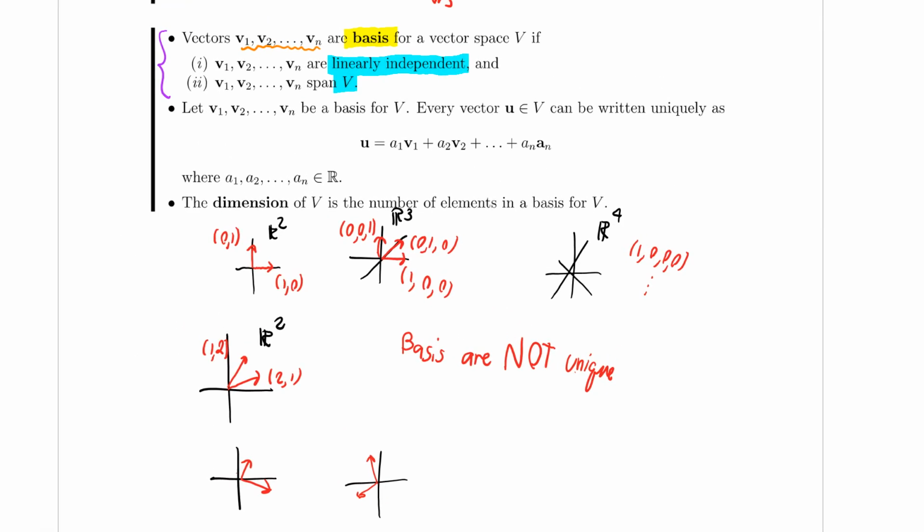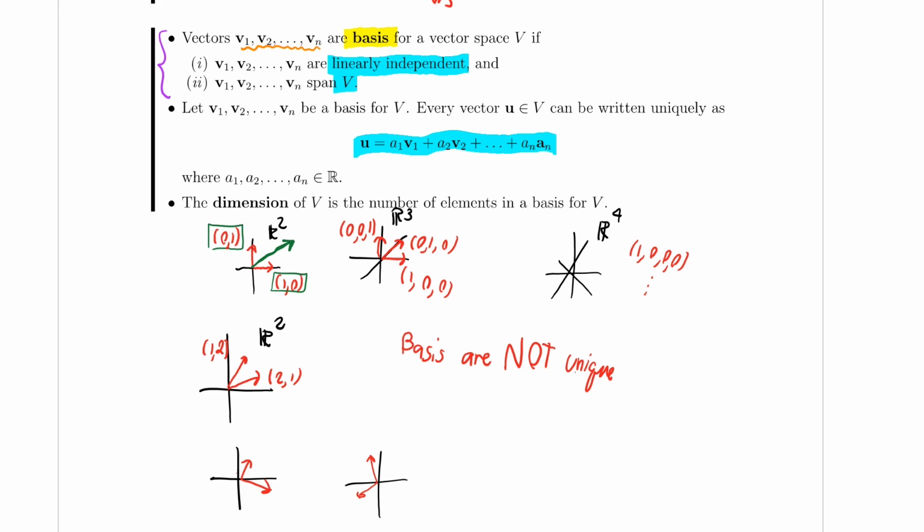Bases are not unique. Now, there are two important properties of a basis. If v1, v2 to vn is a basis for a vector space V, then every vector u in V can be written uniquely as a linear combination of the basis. And this makes sense if you think about it. If I have any vector in R squared, this vector can be written uniquely as something times this guy plus something times this guy.